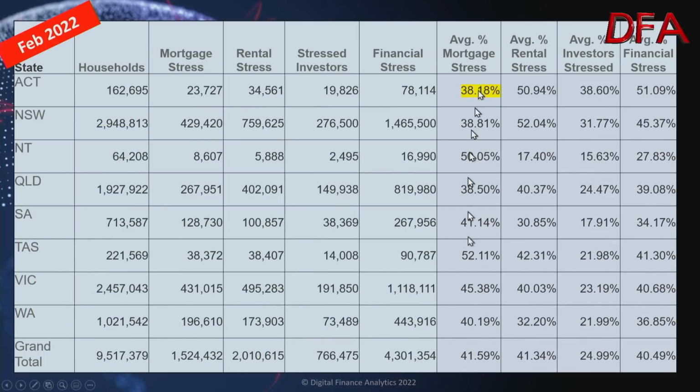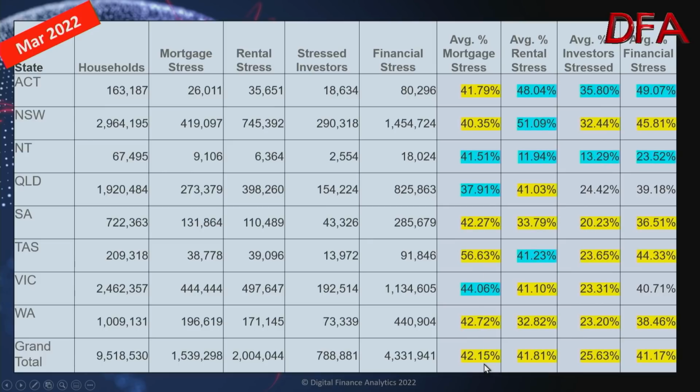So in this set of information, you can see that overall mortgage stress is now significantly higher than in February. In February, it was 41.59, and in March, it's up to 42.15%. So not a huge rise, but a significant rise. And if you want the numbers, it was 1.524 to 1.539 million households. I've also highlighted where the pressure is. In yellow, these figures are higher than last month. So in the ACT, mortgage stress is higher. New South Wales, it's higher. South Australia, it's higher. Tasmania, it's higher. And Western Australia, it's higher. It's a little down in Victoria, Queensland, and the Northern Territory.